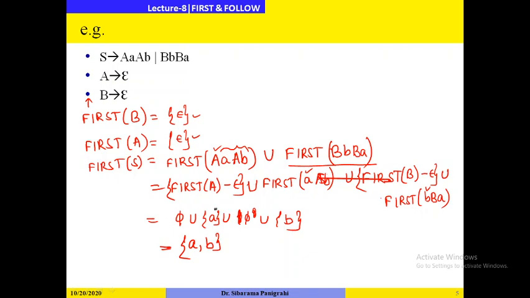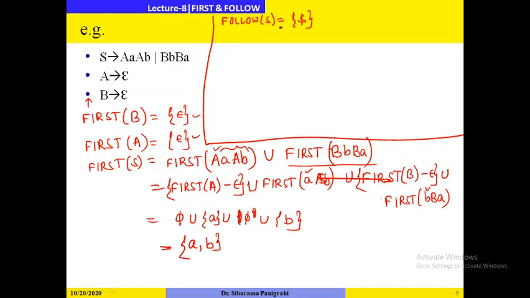Okay. So now let me compute the follow. First what I will do? I will compute follow of S. Follow of S, the start symbol will always contain dollar. So follow of S contains dollar. Now I have to look at the production where S is present on the right hand side. So here you see in all these productions S is not present on the right hand side. So follow of S is only dollar.